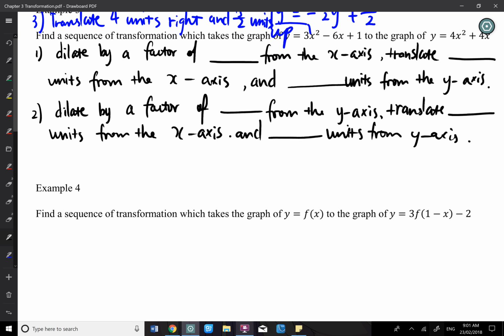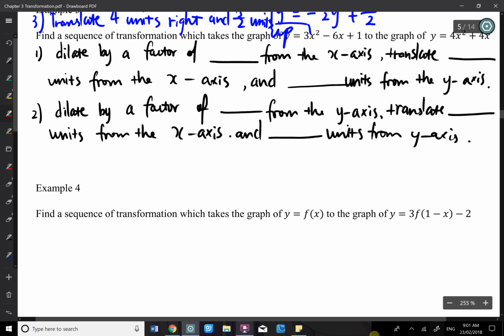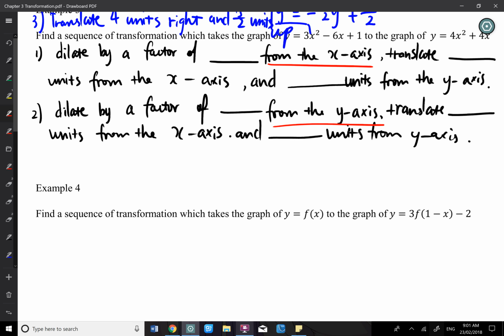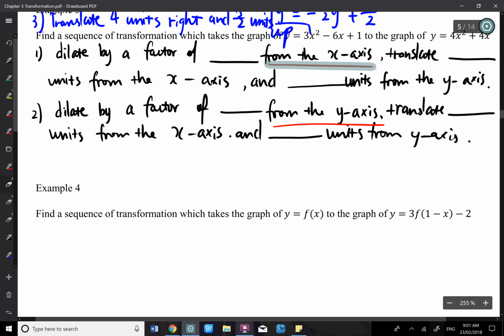The only thing I want to say is, as I said yesterday, you can dilate from different axes. So how much you dilate from the x-axis and how much you dilate from the y-axis. You consider that after you have completed the square.